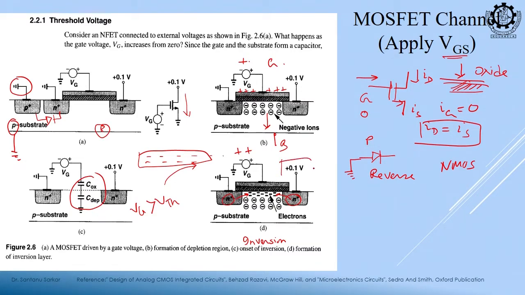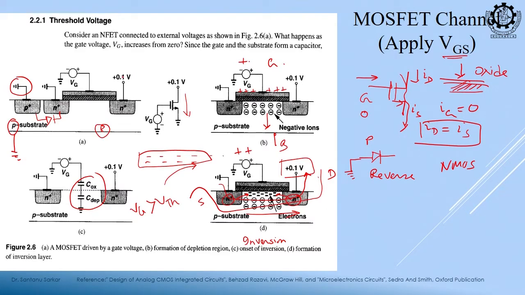And next, if we apply a positive drain potential, what will happen? This positive drain potential will attract all these electrons in this direction, and from source to drain electrons will flow. So, we will say the current is in the opposite direction, from drain to source. Electrons are flowing like this, so we will say that current is flowing like this, from drain to source, because the current direction is opposite to the electron movement.